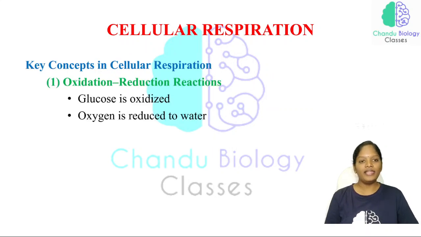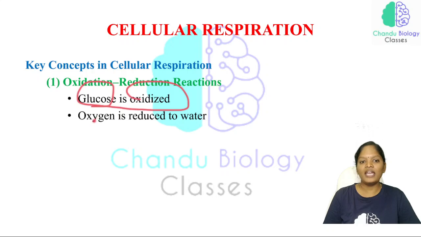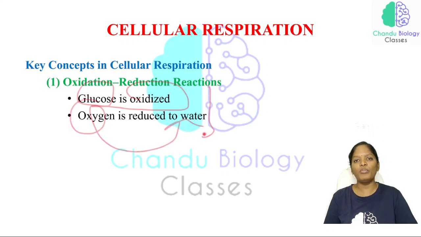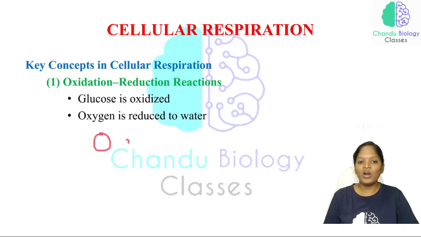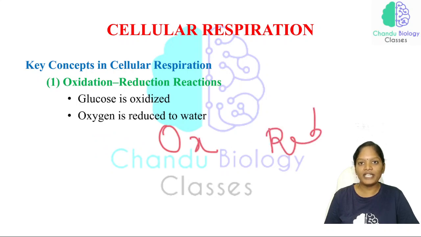Now, what are the most important concepts seen in cellular respiration? The first important thing is oxidation and reduction reactions. Here glucose is completely oxidized and oxygen is reduced to water. This is a major important thing. First, you should know what is meant by oxidation and what is meant by reduction.